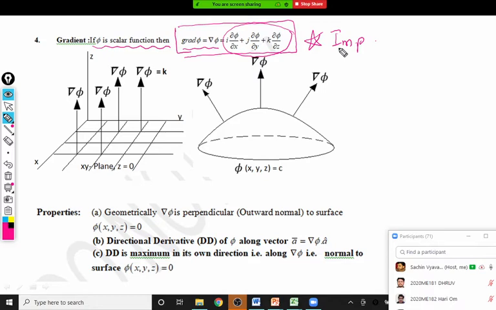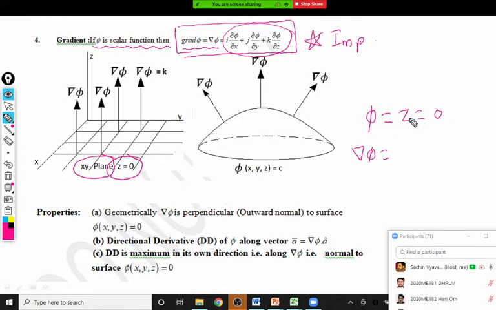Suppose our surface is the xy plane. What is the equation of the xy plane? It is z equal to 0. So right now we have the surface equation as z equal to 0, that is the xy plane. Phi is equal to z, z equal to 0. Now tell me, what is del phi? What is dou phi by dou x here? 0, because phi is a function of z only.